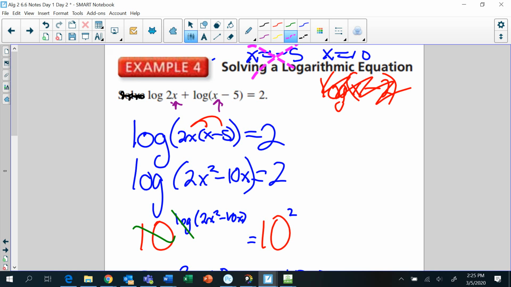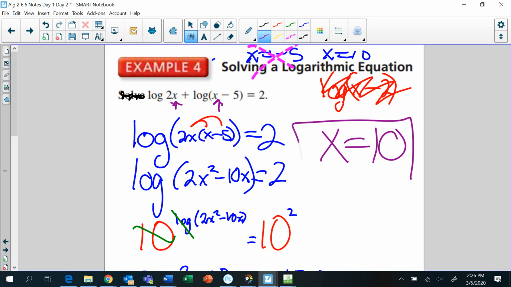Let's plug in 10. I get log of 20. I get log of 5. Those are fine. If you really want to know if it checks, you could type it in your calculator. But as long as I'm not getting negatives or zeros here, we can use the number. And hopefully we did our math right. x equals 10 would be the only solution here.